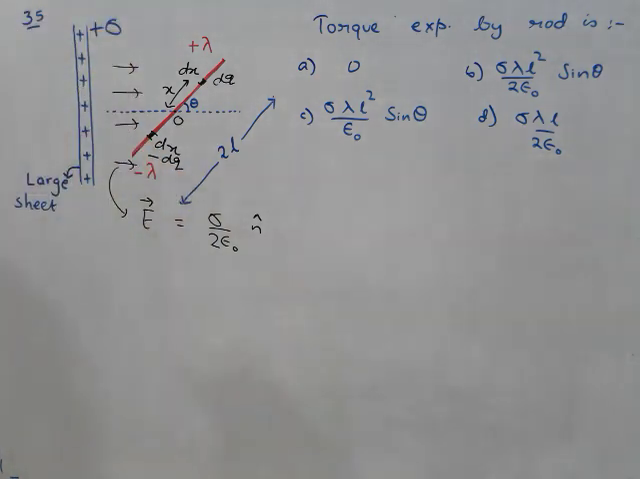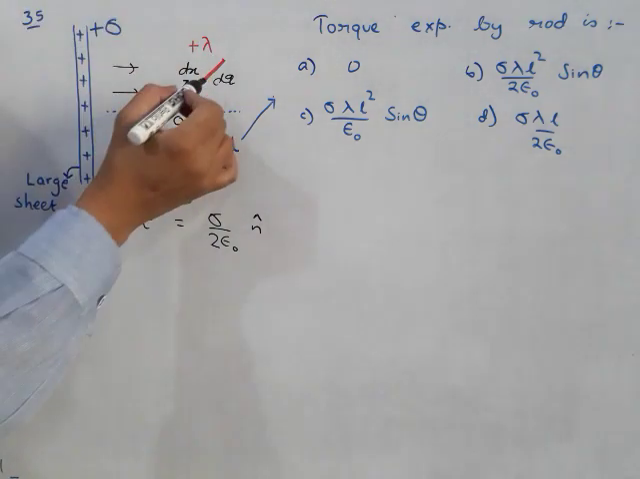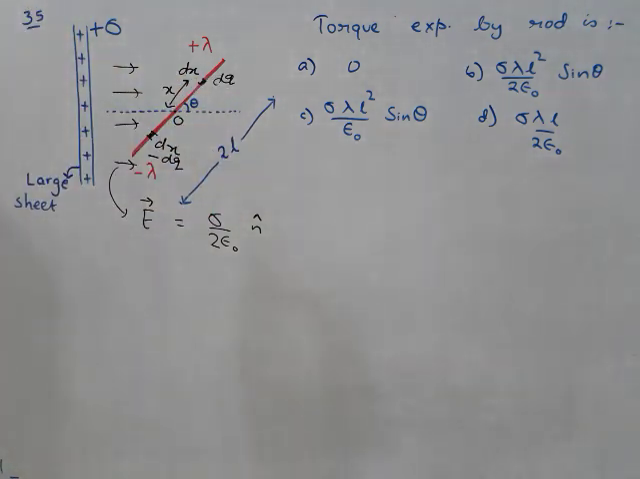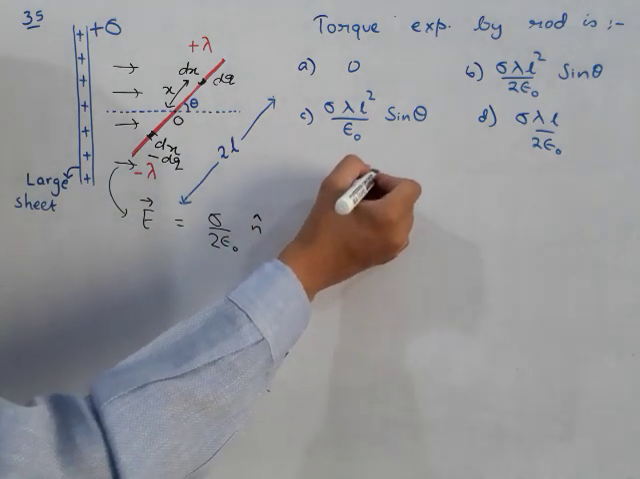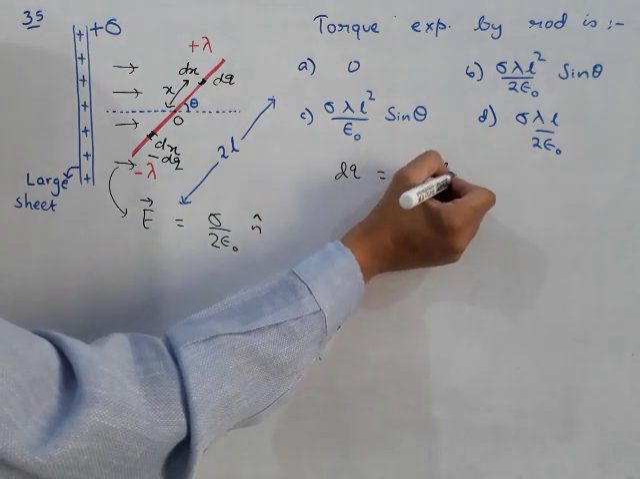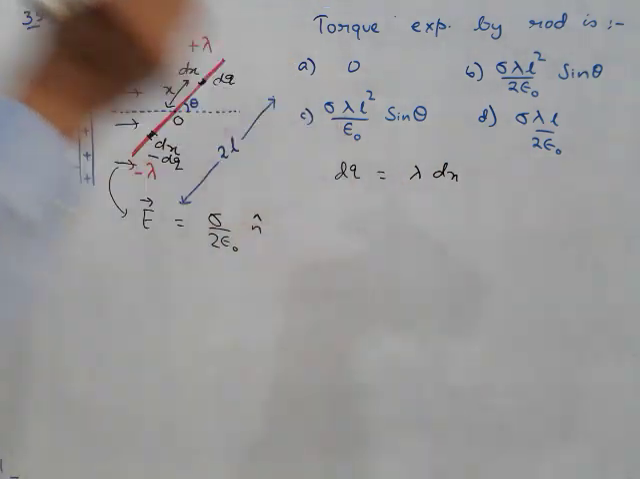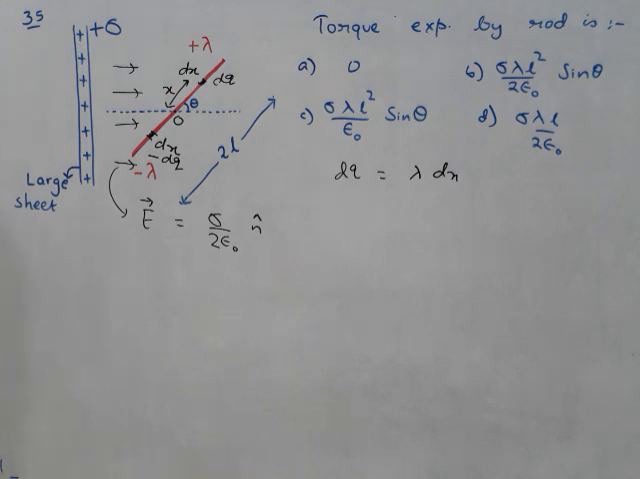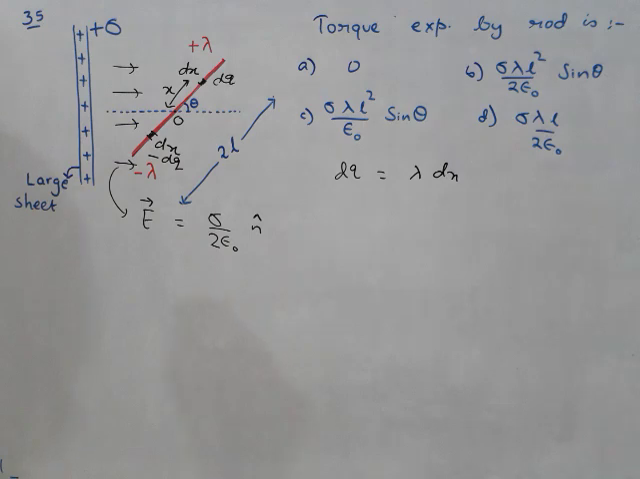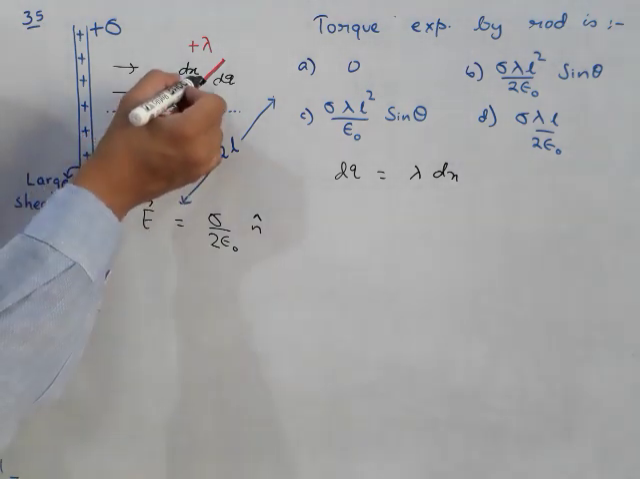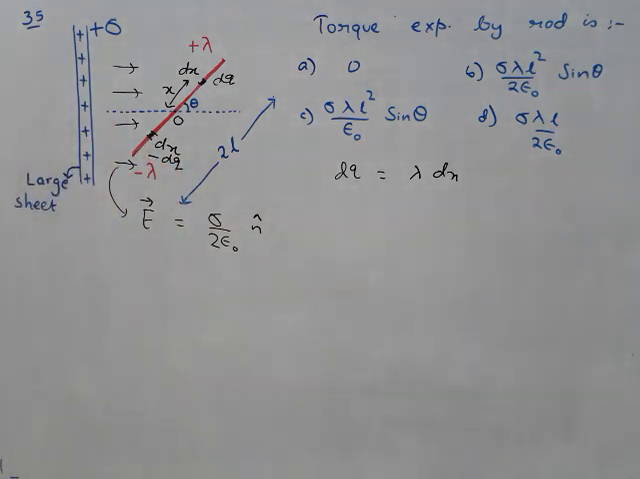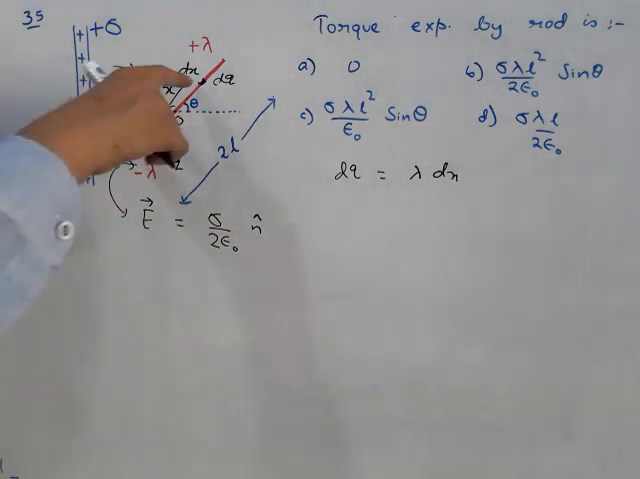Forget about the other things. Concentrate only on these two charges, dq and minus dq. How much will be dq? dq will be lambda times dx as per the definition of lambda. Lambda is charge per unit length. So dq will be lambda times dx. This dq is also lambda times dx. So minus dq is minus lambda into dx. Now these two charge elements dq and minus dq are very small. They can be treated as point charges. So it is like a dipole.